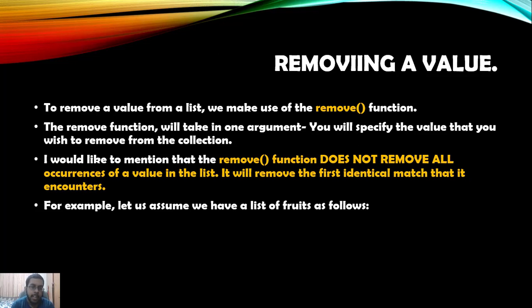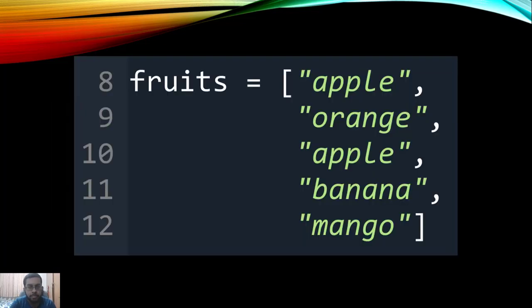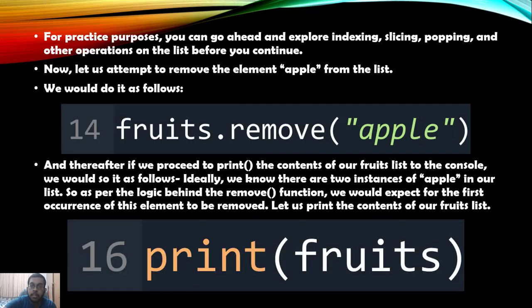For example, let's assume we have a list of fruits as follows. fruits = apple, orange, apple, banana, mango. For practice purposes, you can go ahead and explore indexing, slicing, popping, and other operations on the list before you continue. Now, let us attempt to remove the element apple from the list. We would do it as follows.